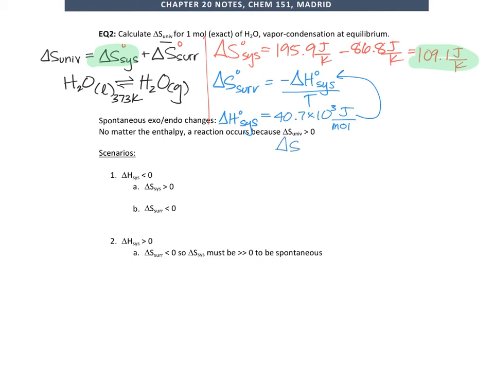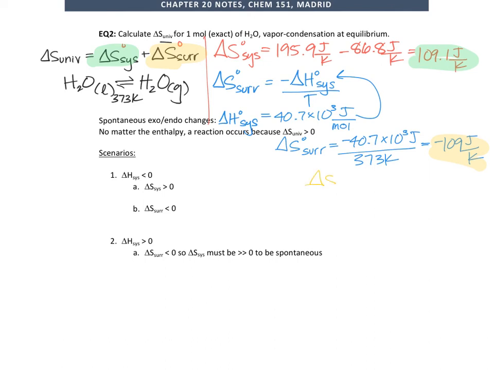So that means delta S of the surroundings is equal to negative 40.7 times 10 to the 3 joules, because we're just dealing with 1 mole of the reaction, divided by 373 K. Go ahead and pause, see what your answer is, and then check back with me. All right, so when I divide my delta H by T, I do get negative 109 joules per Kelvin. So that is my delta S of the surroundings. Notice these two are equal, opposite numbers.